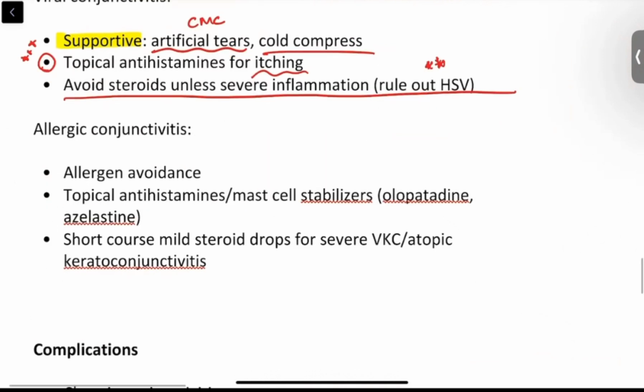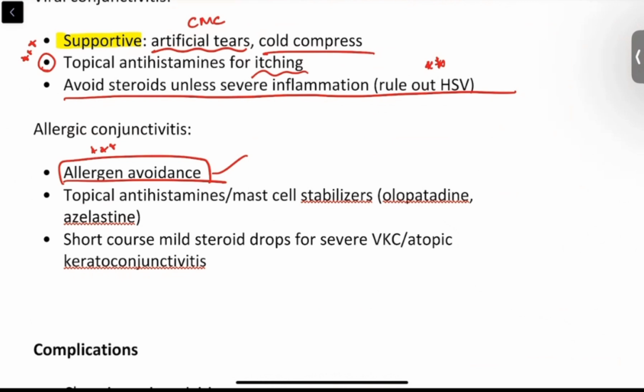In case of allergic conjunctivitis, allergens should be avoided. Like if the person gets conjunctivitis whenever he goes out in the environment where there is more dust, he should avoid that first. Otherwise if the person is having dust whenever he cleans his room, he should avoid cleaning room. Okay, avoiding the allergen is the first treatment for allergic conjunctivitis.